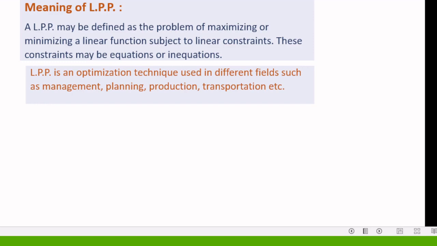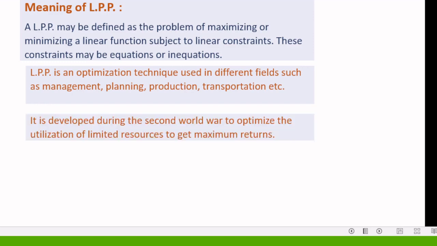The meaning of this linear programming problem is that you have to maximize your profit. How? That's your job. You have to use that function carefully. This was developed long back. It's not something new to you, right? Don't worry that some syllabus was included just to ruin your school life. No, this was developed during the Second World War to optimize the utilization of limited resources to get maximum returns.